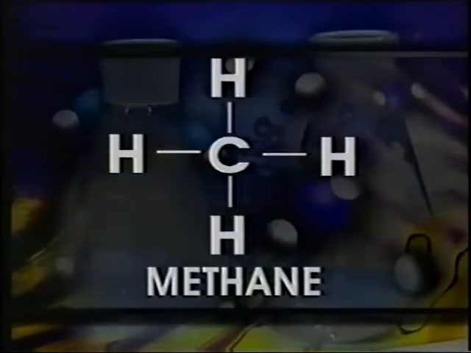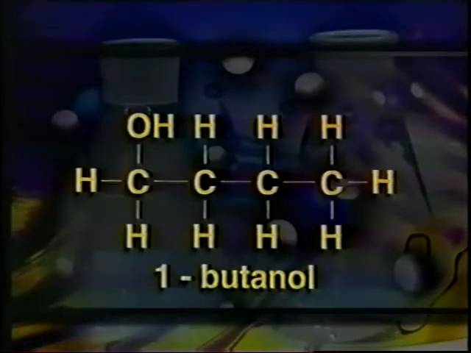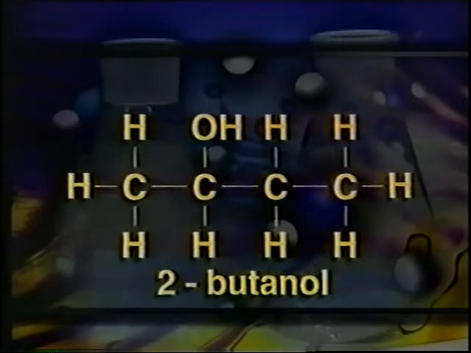Methanol is derived from the parent alkane methane. Ethanol, from the parent alkane ethane. A 4-carbon alcohol is butanol. It may be either 1-butanol or 2-butanol, depending on which carbon the hydroxyl group is linked to.